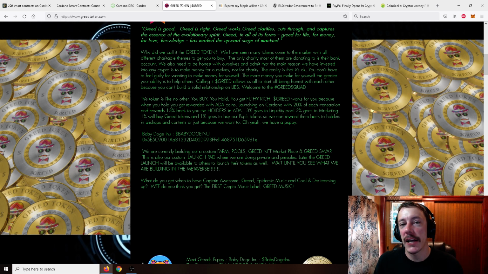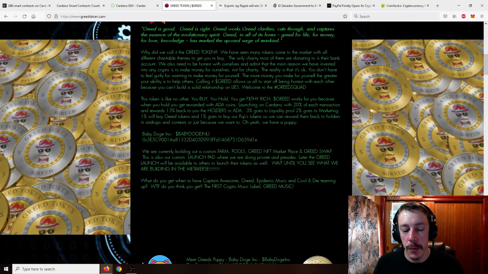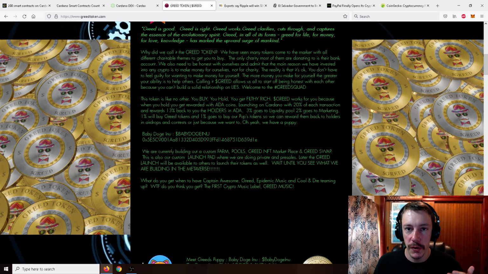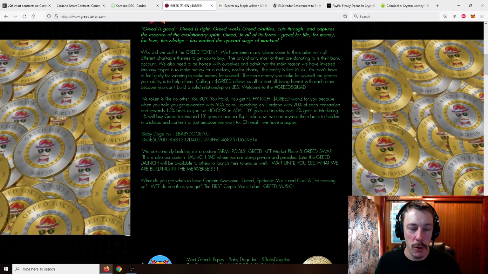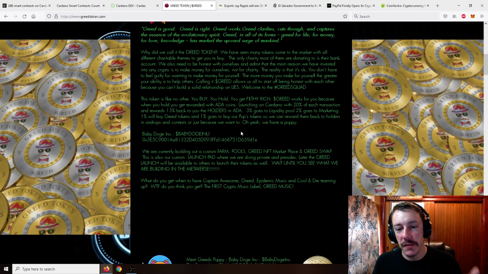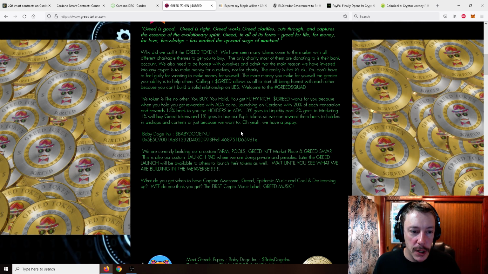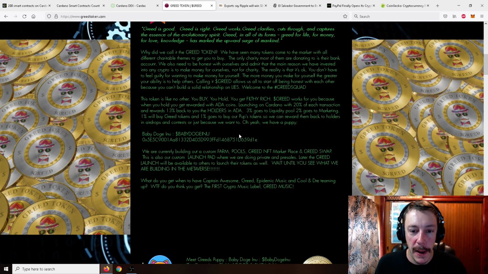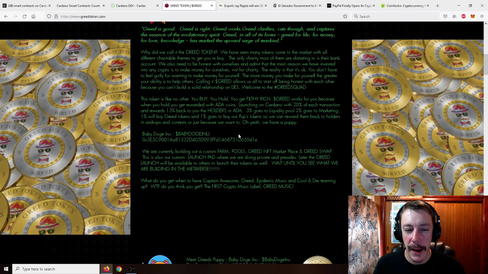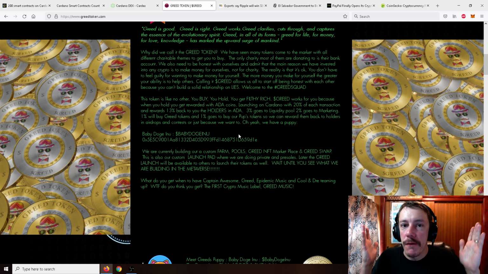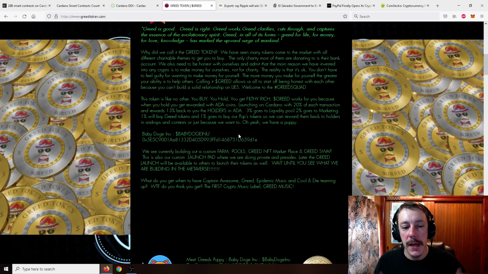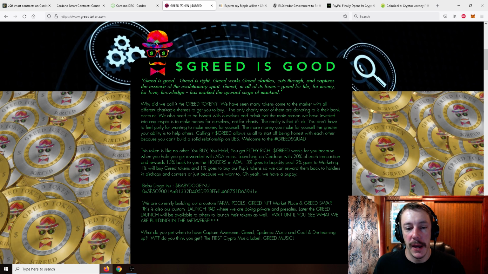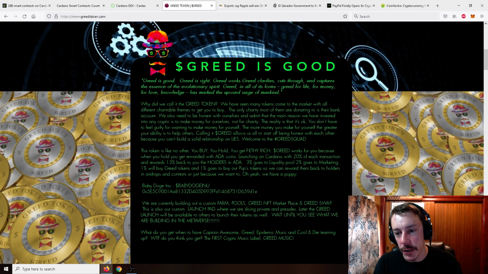So you're going to get $80 instead of $100 when you go to sell it. It's a 20% transaction. Those are reflection tokens, and of the rewards, 13% goes back to the holders in ADA this time. Normally, it's always like Binance coin or the token itself or something along those lines. 3% goes to the liquidity pool, 2% goes to marketing, 1% will buy Greed tokens back, 1% goes to buy our pups tokens so we can reward them back to holders and airdrops. Fair enough, right? But it's going to be a reflection token, and there's really nothing special about these.